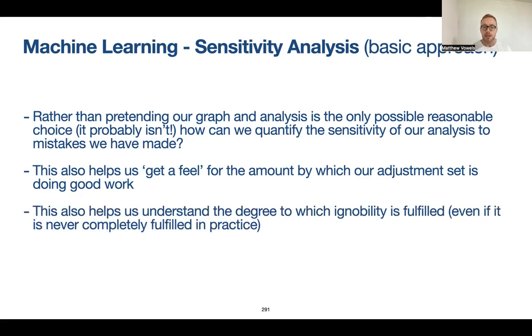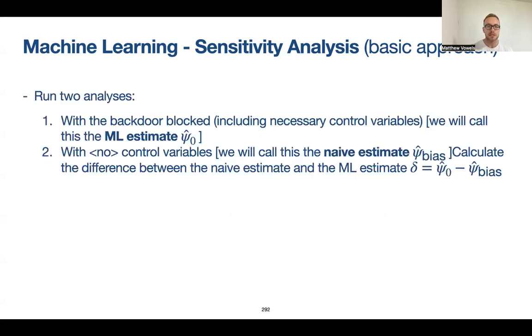It also helps us understand the degree to which ignorability is fulfilled. In fact, that's ignorability, which is not the word I meant. Ignorability is fulfilled, which is one of the key assumptions underlying the validity of our causal estimates. And in practice, it's probably never quite fulfilled, but we can try and understand and estimate the degree to which we have fulfilled it. So the process is to run at least 2 analyses.